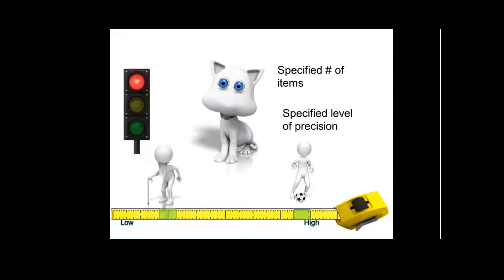So when do we stop? We can stop after a specific number of items. We can say, hey, we're done. We can't take that much more burden. But usually we stop after a specified level of precision. And the level of precision is pursuant to what your goal is.